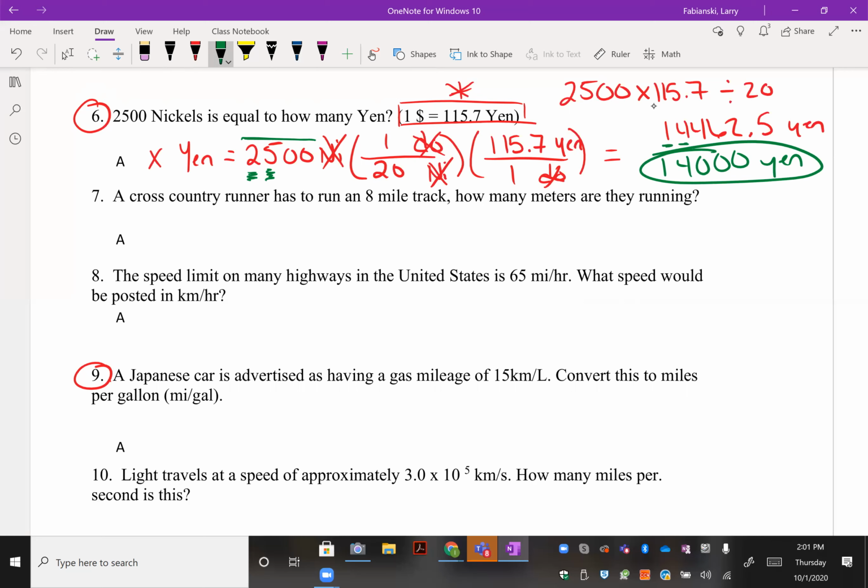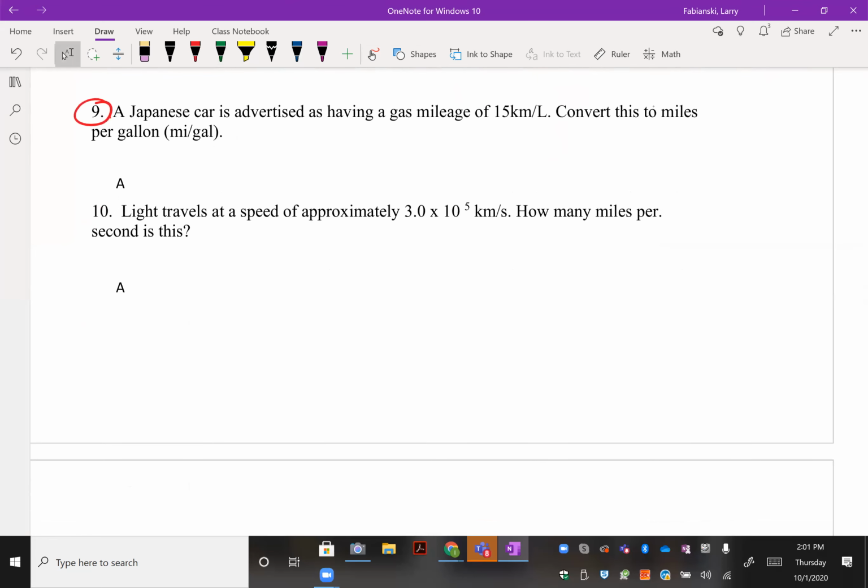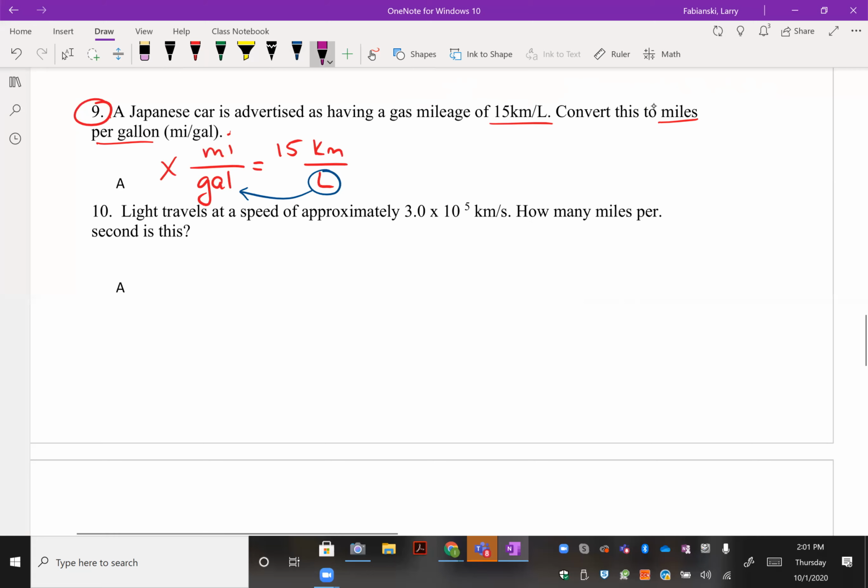2 more on this sheet, and then I promise we will jump to another sheet. Number 9. A Japanese car is advertised as having a gas mileage of 15 kilometers per liter. Convert this to miles per gallon. So X miles per gallon equals 15 kilometers per liter. Here, we have to make 2 conversions. We need to go from liters to gallons, and we need to go from kilometers to miles. It doesn't matter which one you do first. Both are going to have to get done.